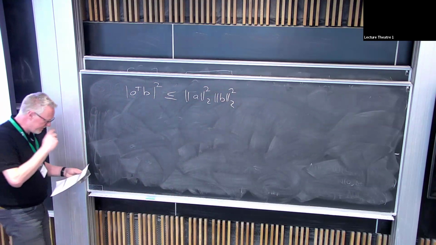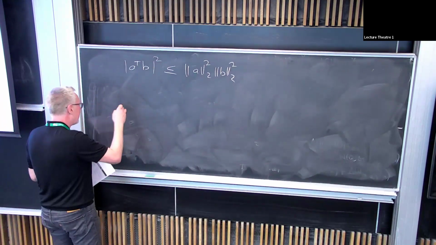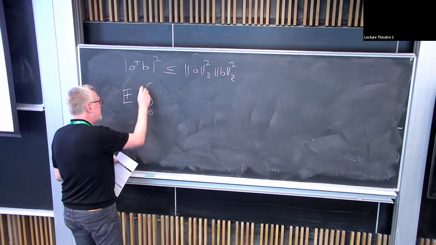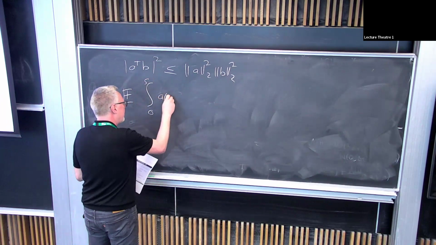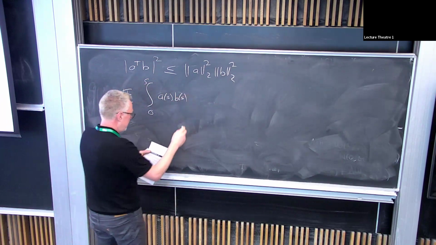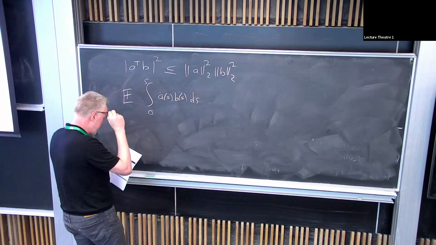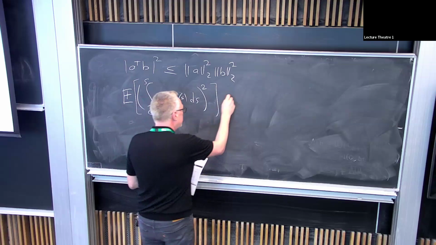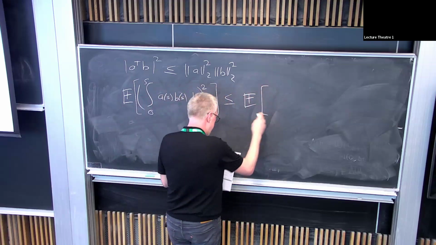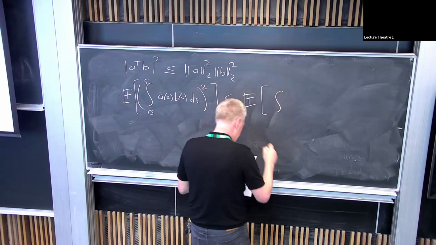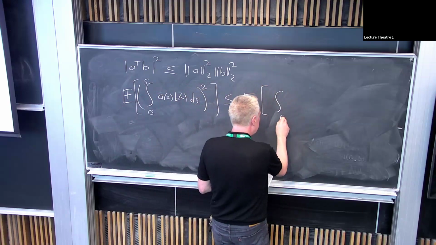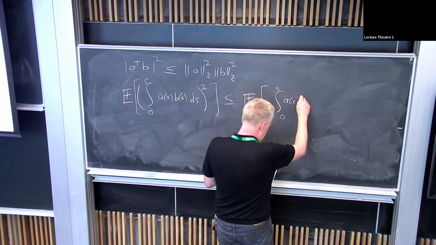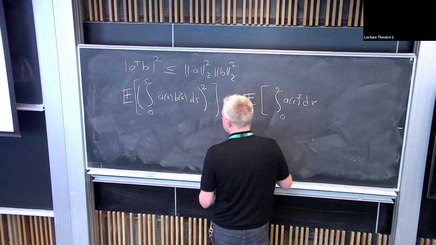There's an integral version in this world where if you've got two integrands, say A of S and B of S, given by stochastic processes, you square and take expectations, then you can bound that by the product of the expectations of the squares. Guess I should use an R there.